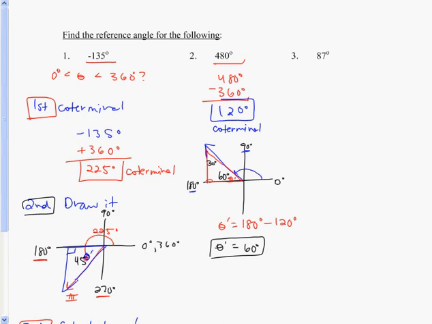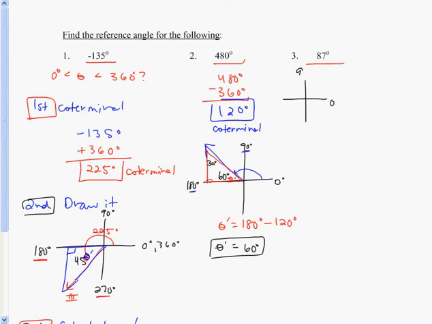Okay, last one, and this is just a moot point, but I wanted to mention it. 87 degrees. Is it between 0 and 360? Yes. So let's just draw it. 0. Ooh, I can't draw it over there. It's too close to the edge and the computer acts crazy. I'm going to scoot it in here.